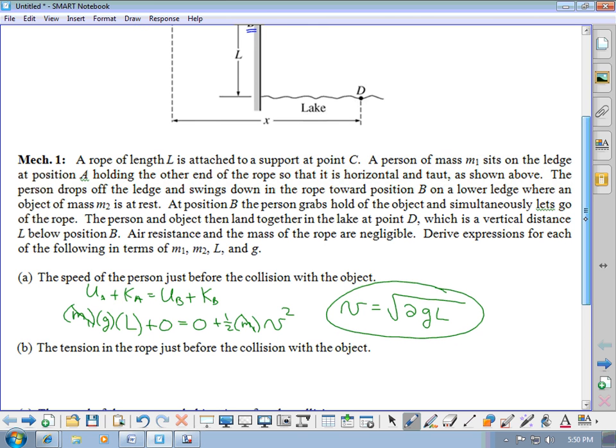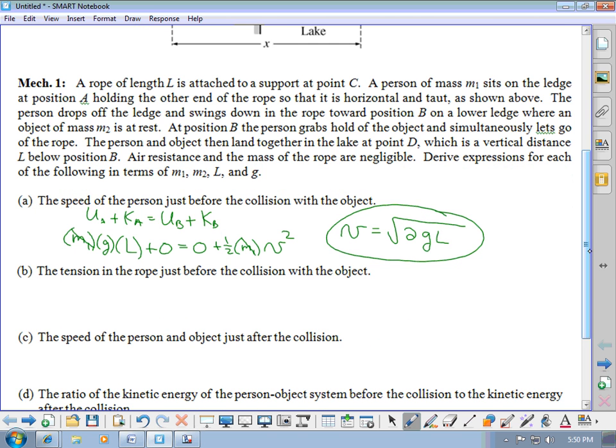For part B, the tension in the rope just before the collision with the object. The most common mistake in this is to say that the tension in the rope equals the weight. The problem with that is, if I have the man, I'm just going to draw the man as a block. The man has a weight m1g.